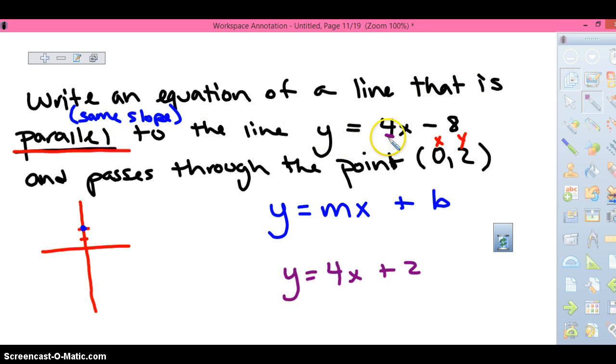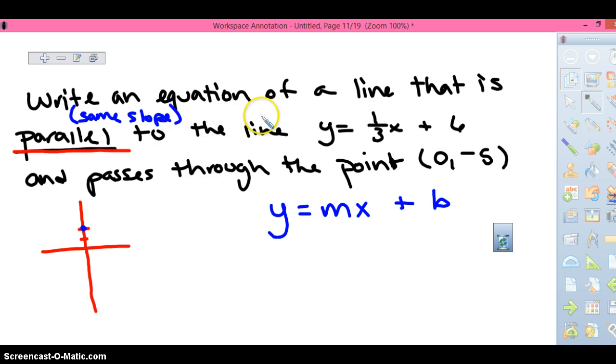it tells us to write an equation of the line that is parallel to this line, y equals 4x minus 8, and passes through the point (0, 2). (0, 2) is this point on the y-intercept. That's why the y-intercept of the parallel line is 2.